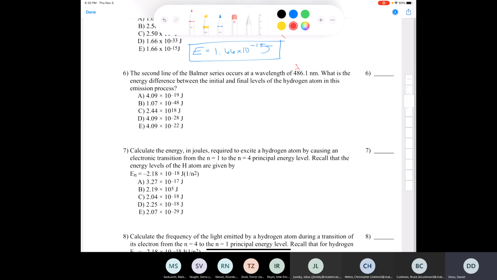And so we can solve, saying E is equal to h times c over our wavelength. Planck's constant, 6.63 times 10 to the negative 34 joules times seconds, multiplied by the speed of light, divided by my wavelength, 486.1 times 10 to the negative 9 meters. Double check our units. Looks good. And we get that our energy is equal to 4.09 times 10 to the negative 19 joules. Like that.